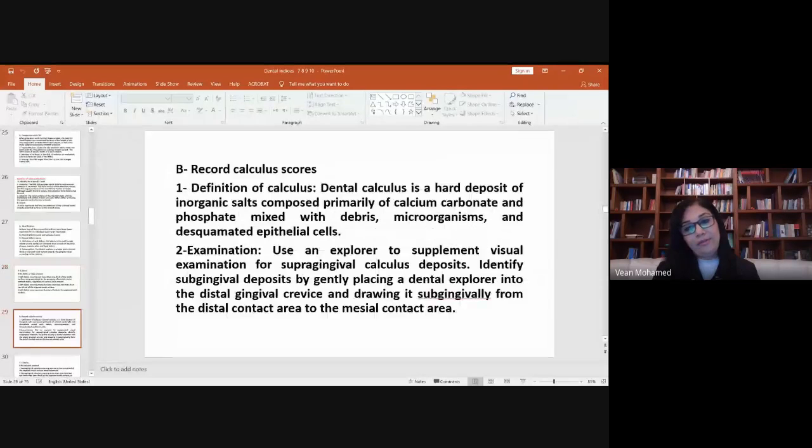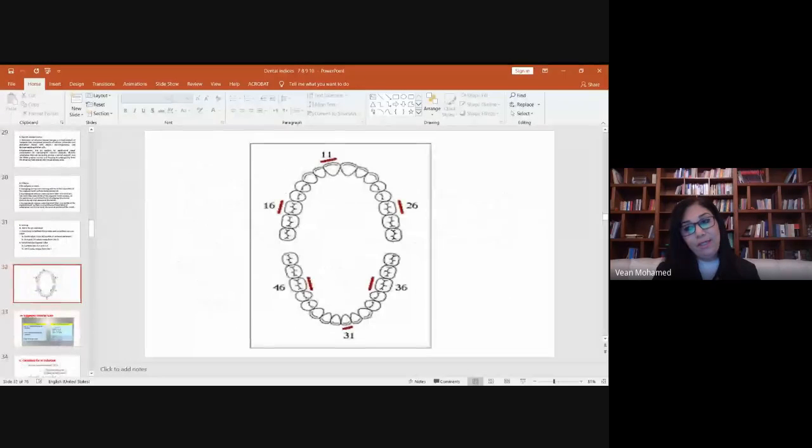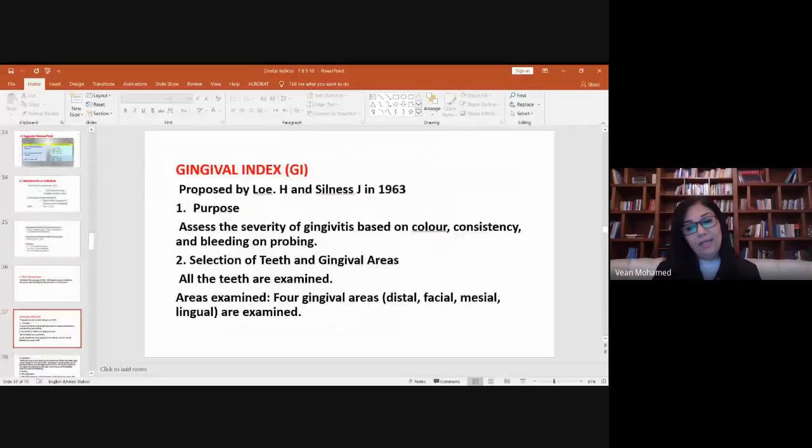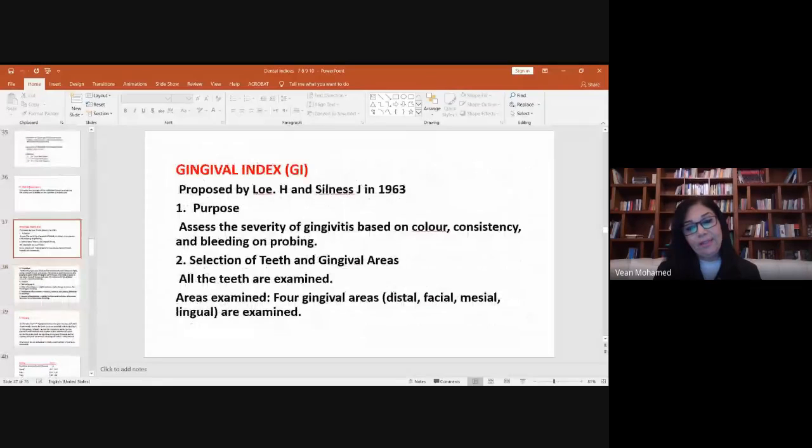And I will give you time to repeat the lecture. For next week, I will start with the gingival index. Try to send your representative for examination. I want to examine you to help you. Otherwise, the examination will be very difficult.